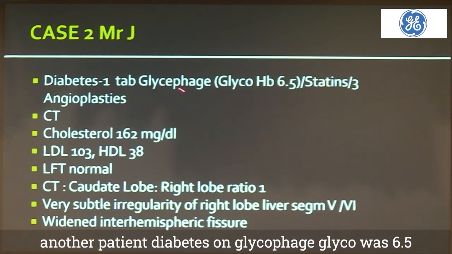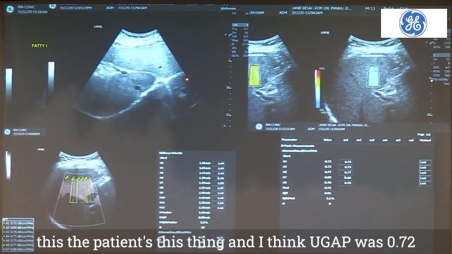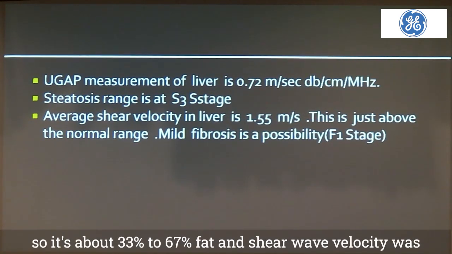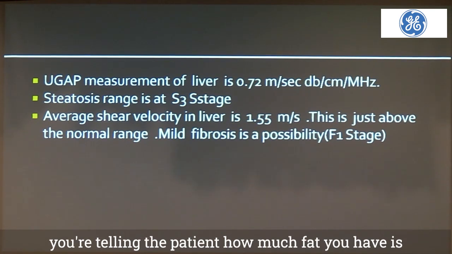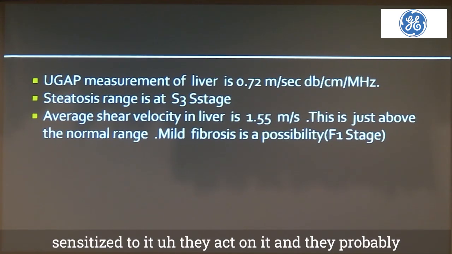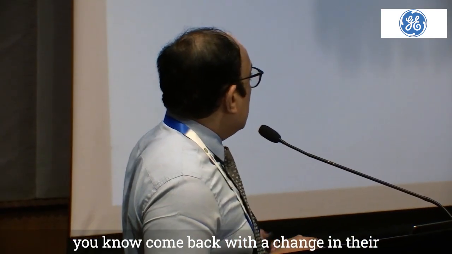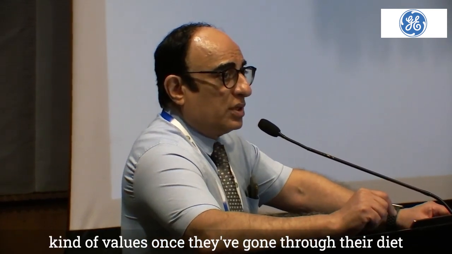This was another patient, diabetes on Glycomet. HbA1c was 6.5, angioplasties, etc., cholesterol. This is again the patient's data. I think UGAP was 0.72, so it's about 33 to 67% fat, and shear wave velocity was low, not very high, so mild fibrosis. At the same sitting, you're telling the patient how much fat you have and whether it is causing NASH. They really get sensitized to it, they act on it, and they probably come back with a change in their values once they've gone through the diet program.